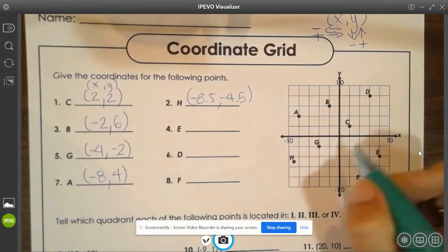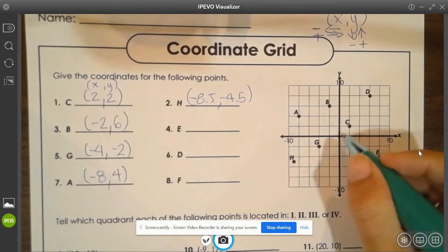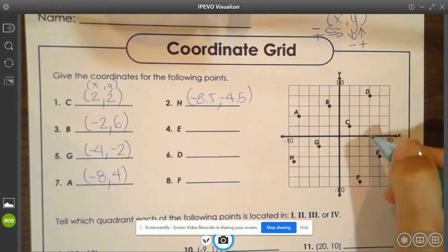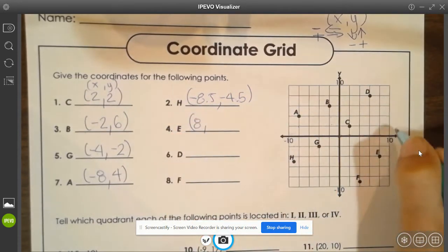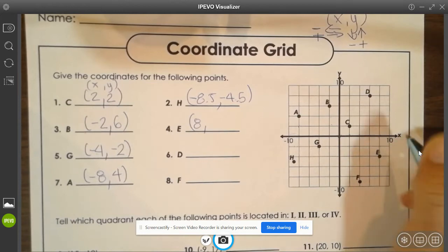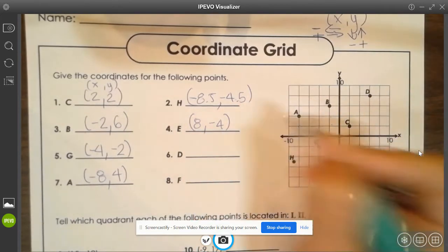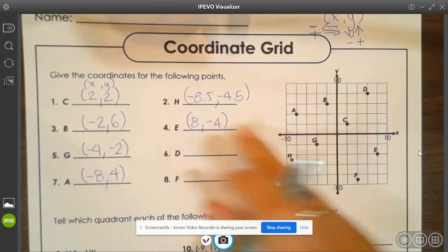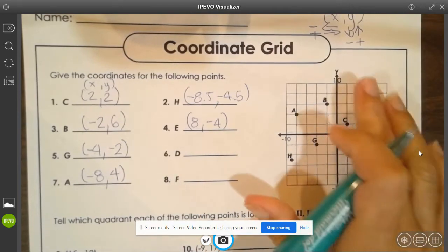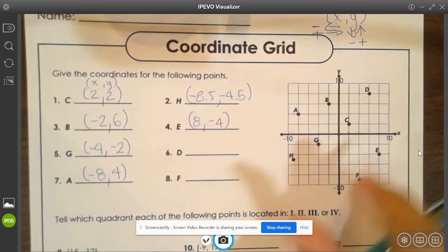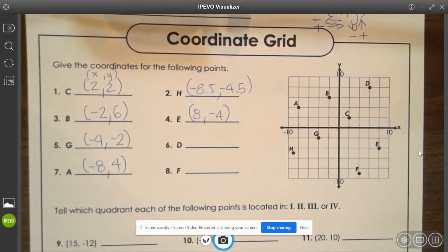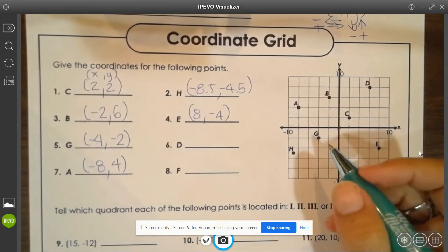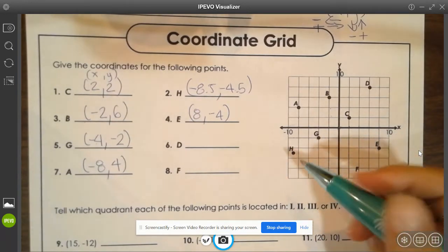Okay, so E, let's find E. E is over here. From 0, you go 2, 4, 6, 8, so 8 to the right, and then down 2, 4, so negative 4. Notice that when I go down, I put a negative. When I go up, it's positive. So be careful here, okay? It could be pretty complex if you do many of them. You might get confused. So pay attention to what you're doing.